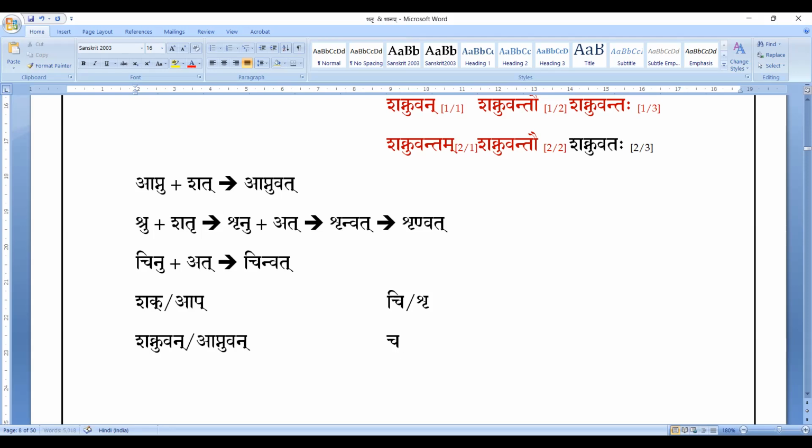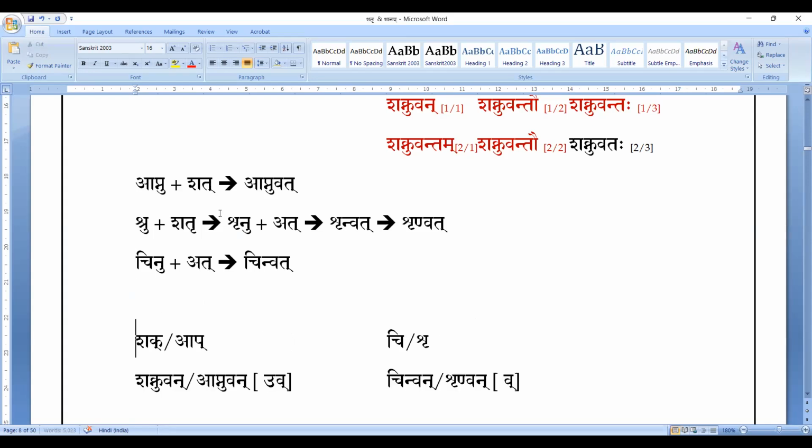Whereas here, it is Chinvan and Shrinvan. Here you can see the Adesha Uv happening. In the place of U, Ukara, Shnu, that U is replaced by Uv. Whereas here, the U of that Shnu is replaced by Yan only. That is Vakara, Yansandhi. Therefore, it is not the same. Why, you know? For these two.